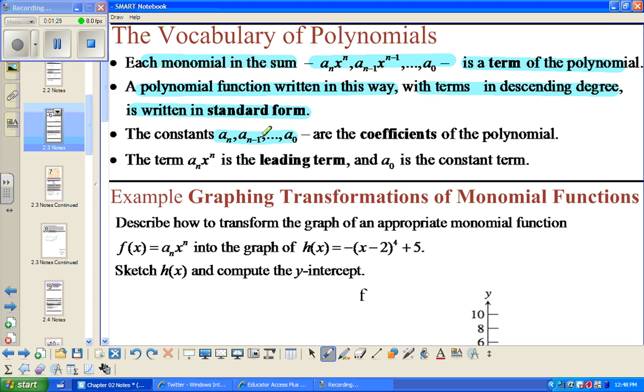All the a's with the subscripts, the constants, they're called the coefficients of the polynomial. And then the term a sub n times x to the n is the leading term. And of course, you know a sub n is the leading coefficient then. a sub 0 is considered the constant term. It's the term that does not have an x on it.